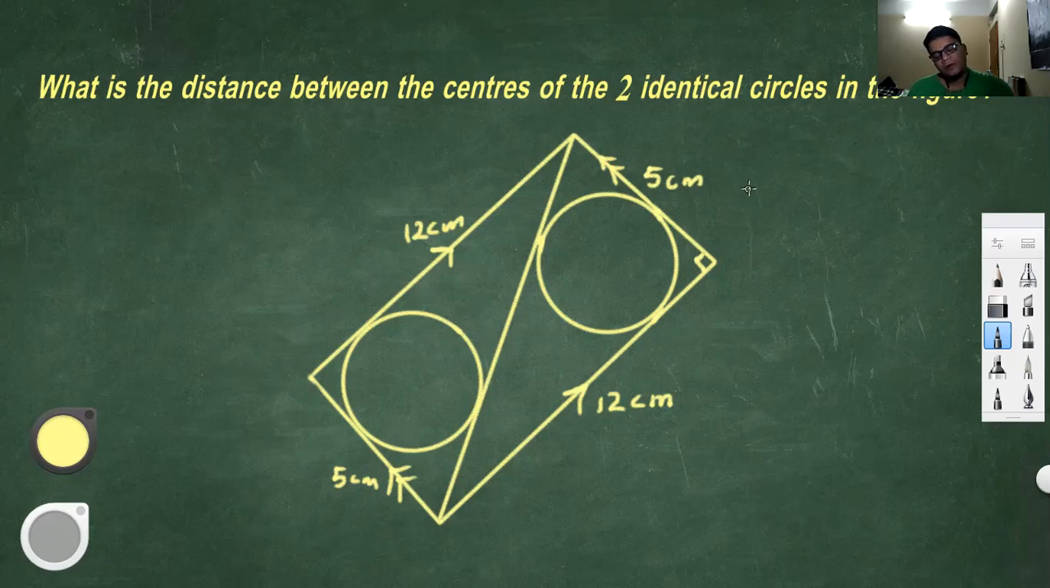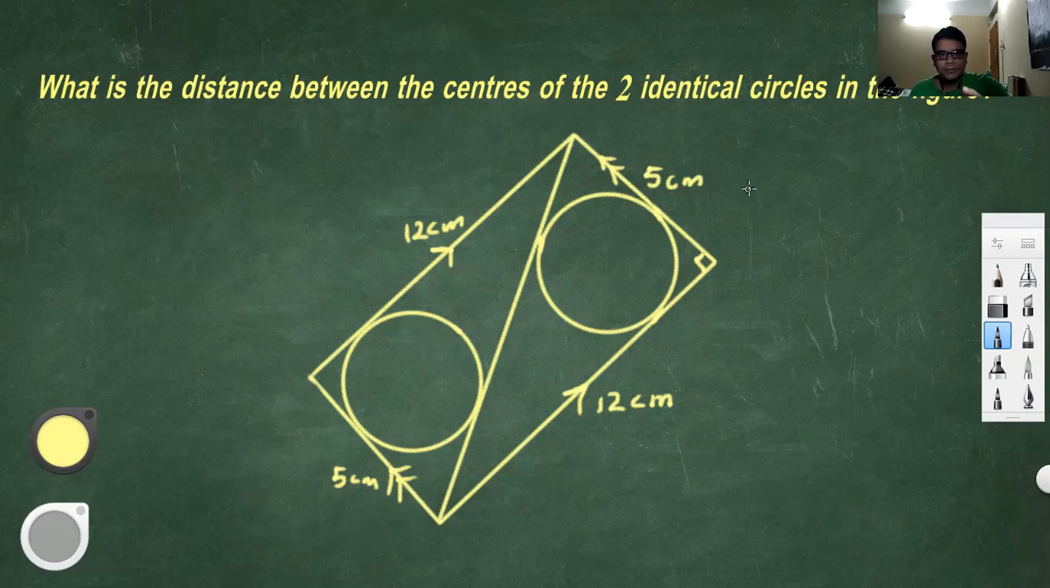And today in front of me, I have a problem which can be done by anyone of the age who is above 14 years old. And I'll be solving with you too. So let's start and let's first read the question. What is the distance between the centers of the two identical circles in the figure?